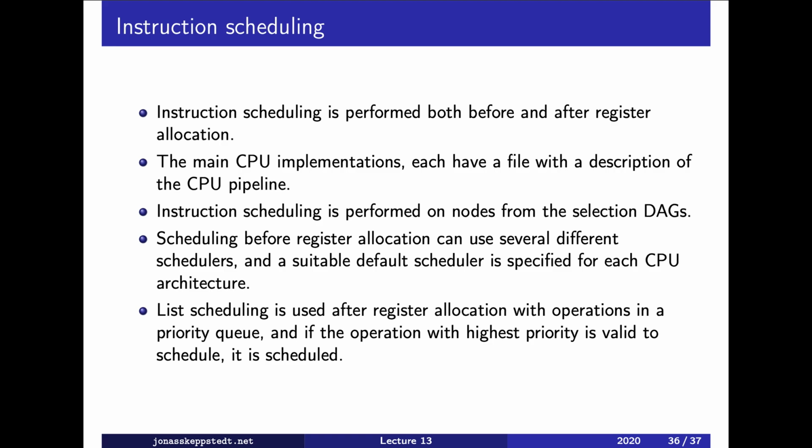Okay, instruction scheduling. It continues on the selection DAG and schedules instructions from it. And before register allocation, there can be different instruction scheduling algorithms, but after register allocation, if it's needed to do another schedule, then list scheduling is used. And each CPU architecture has its own default scheduler.